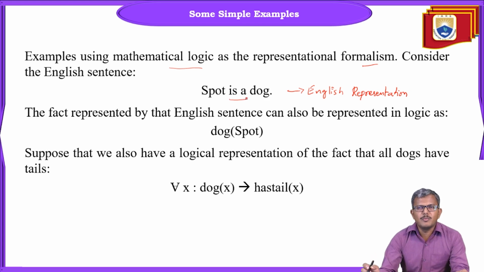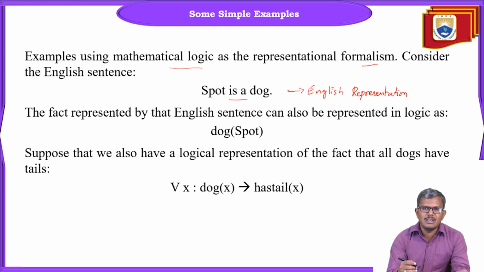So what is the knowledge we have obtained? Spot is a dog. But if you give this Spot is a dog to an AI program, it will not understand anything. So what we have to do? We need to represent the same knowledge in a different way. In this particular case, we are trying to represent the same knowledge in the form of logic. So the same statement, Spot is a dog, is going to be represented in this particular way: dog, Spot. This kind of representation, generally we call it a logic representation.